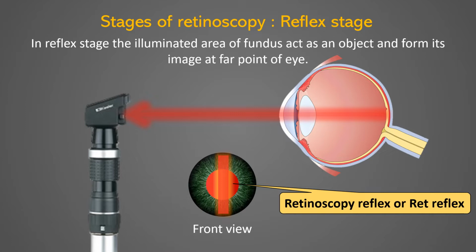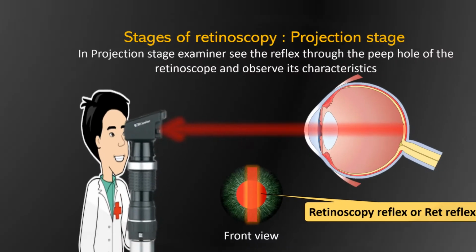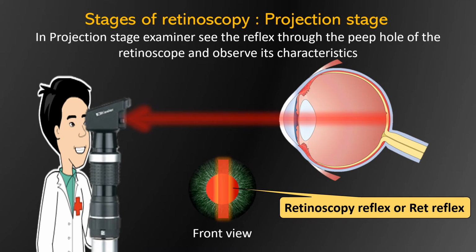And here one thing that I want to tell you is you should have a good knowledge regarding the far point, as in what the far point is and where it lies in different refractive conditions of the eye. In the projection stage, examiners see the reflex through the peephole of the retinoscope and observe its characteristics, which will help in making out the type of refractive error.